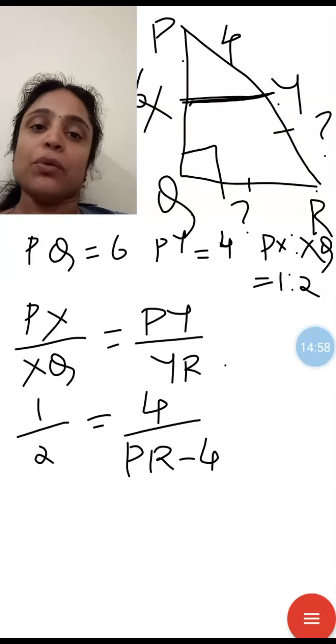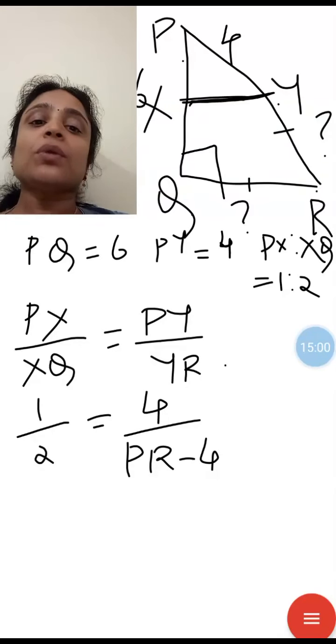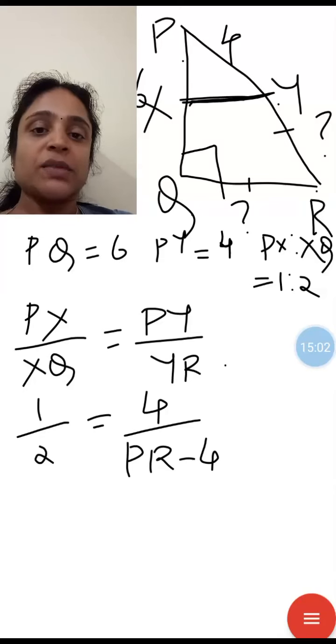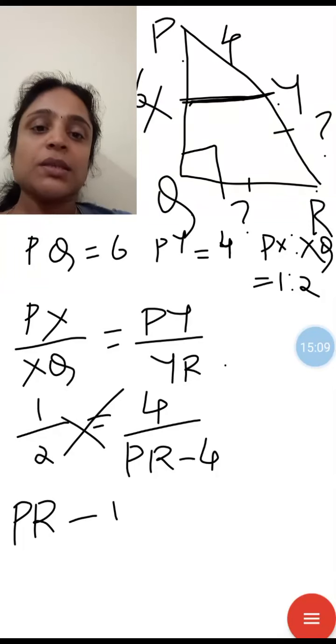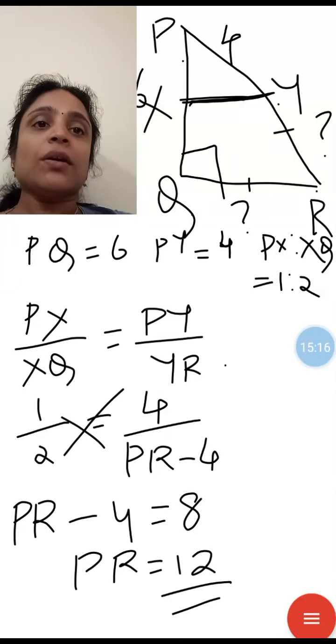So 1 by 2 equal to 4 by PR minus 4. Which means, cross multiplying, you will get PR minus 4 equal to 8, which means PR equal to 8 plus 4, 12. So, we got the length of PR. Now, we have to find QR.